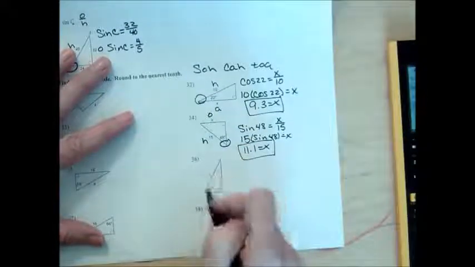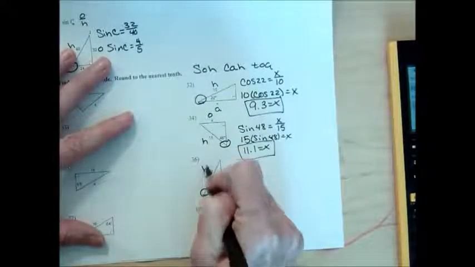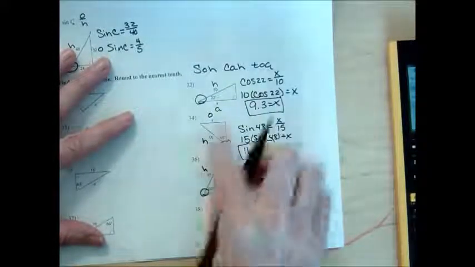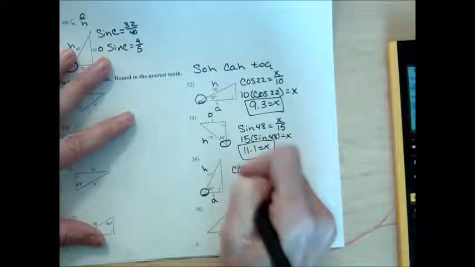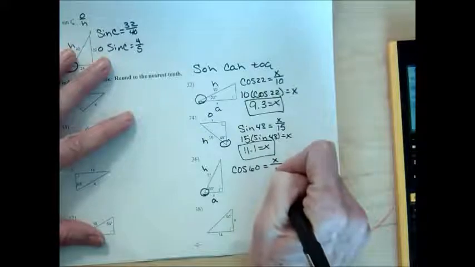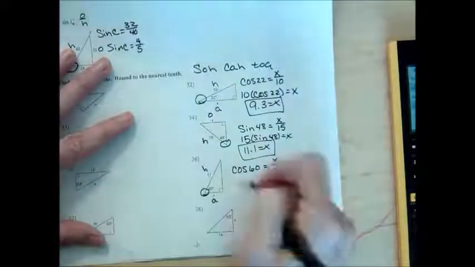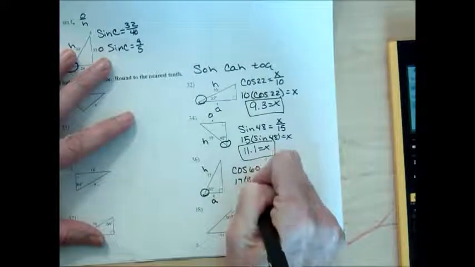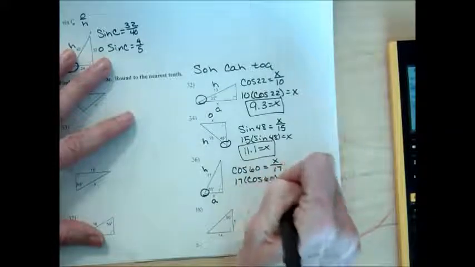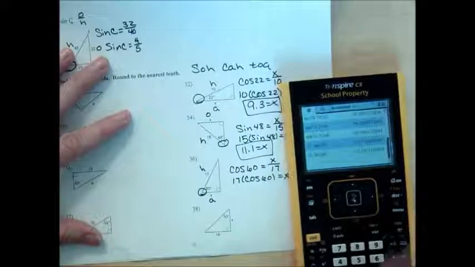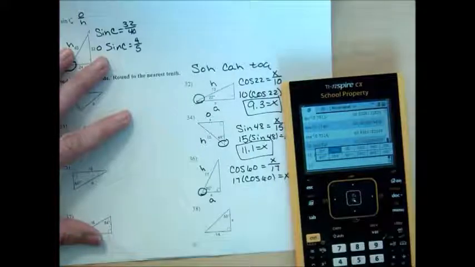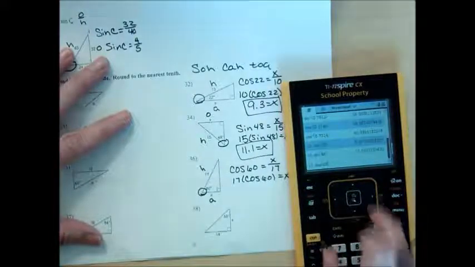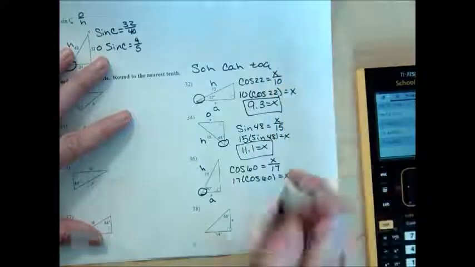Okay, next one. Circle my angle. 17 is hypotenuse, x is adjacent. Adjacent and hypotenuse is cosine. So I'm going to do the cosine of 60 equals adjacent, which is x, over hypotenuse, which is 17. So I'm going to multiply by 17. 17 times the cosine of 60, 8.5.